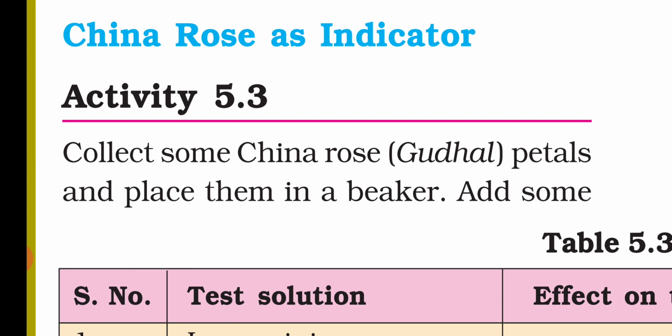So what we have to do: first of all, take the China rose, remove the petals, put them in a vessel, and then add some warm water. When the water gets colored, we take this solution as an indicator. Whenever we apply this indicator on an acidic solution, it will give us a dark pink color, which we call magenta. And if we put the same solution in a basic one, it will turn green. So by using these types of indicators, we can easily detect which one is acidic and which one is basic.